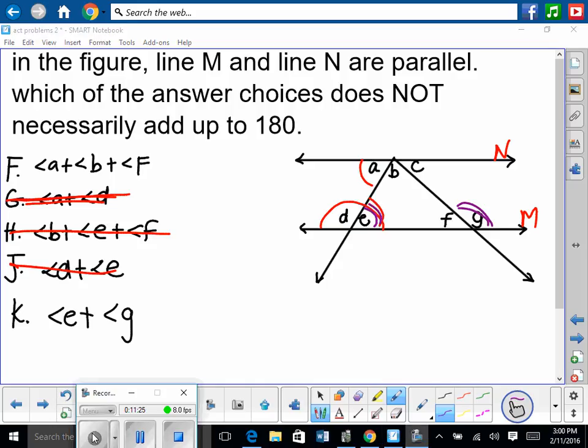Okay, so angle A, B, and F. Let's see. A, B. Oh, yes! Okay, I see it now. A, B, and F. So we do know for a fact that F and C are equal, right? So we do know that this one equals 180. Good. Okay, so we know that this is the only one that doesn't equal 180.